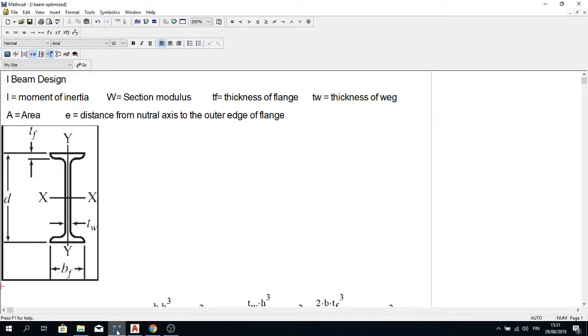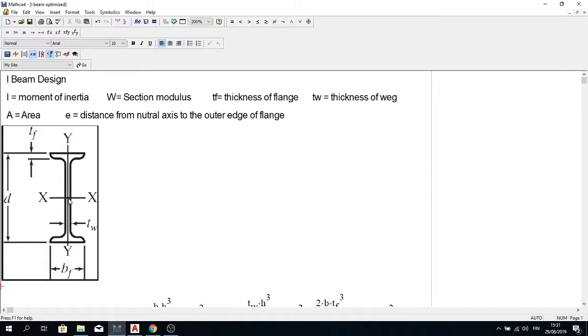Hi everybody, today I'm going to show you how to design an I-beam in the most optimized manner. I have given you some information on top of the I-beam. I means moment of inertia, W is the section modulus, TF is the thickness of flanges, TW is the thickness of web, A is the area, and E is the distance from the neutral axis to the outer edge of the flanges.